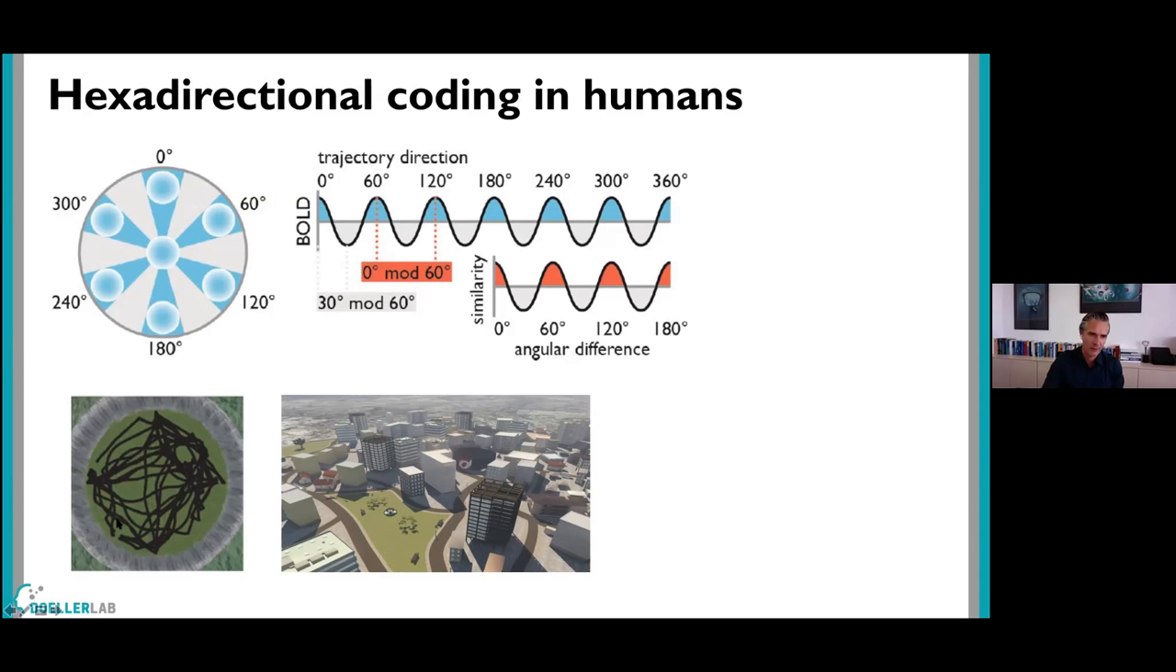You see here an aerial view of a VR environment. And this is, like in the rodent experiments, the navigation path of our participants. What we always do in these analyses, and I'll present a couple of examples later, is analyze our fMRI activity as a function of the running direction of participants through these environments. The idea is that given the hexagonal structure of the grid system, you would expect activity following a six-peak periodicity when we plot activity as a function of running direction of participants.